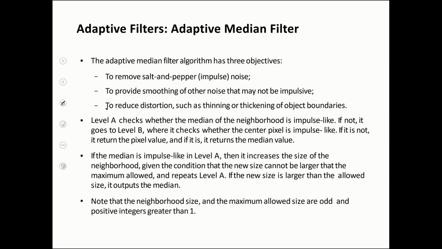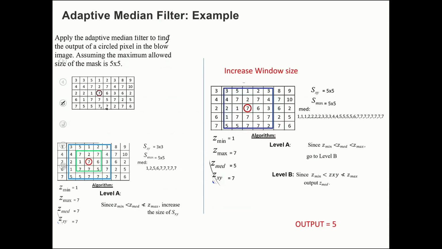And I will just show you an example. I think it will be clear. It will blur and smooth. The good thing about this filter is it will smooth the image and also it will remove the salt and pepper. And let me give you an example.